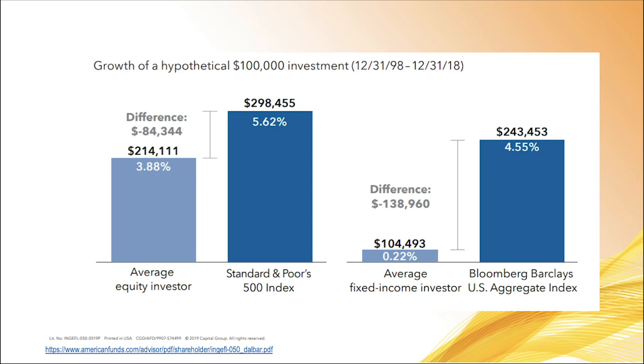And on the right-hand side, this is actually more astounding. This is the fixed income environment. So talk about soon bucket money. The left-hand side, later bucket money, right? Took away $84,000 from the client's later bucket. On the right-hand side, the soon bucket is fixed income, we said earlier, in terms of asset allocation our clients can understand. In the soon bucket, the Bloomberg Barclays U.S. Aggregate Index has averaged about 4.5%. 100,000 turns into 243. But the average fixed income investor, 22 basis points, because they don't have a plan in place. $138,000 difference on a $100,000 investment.